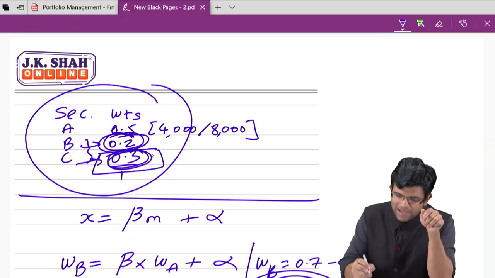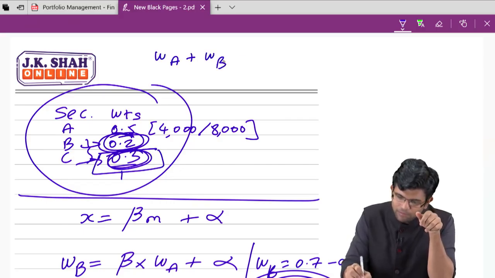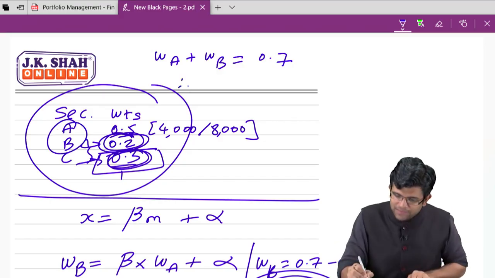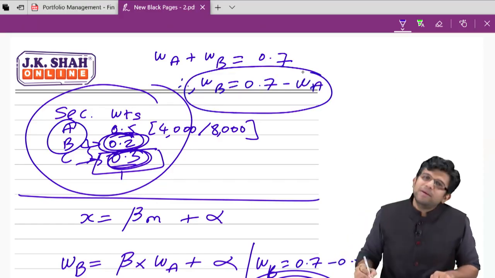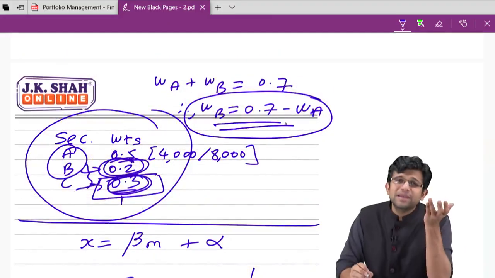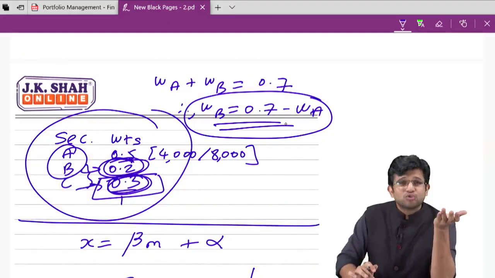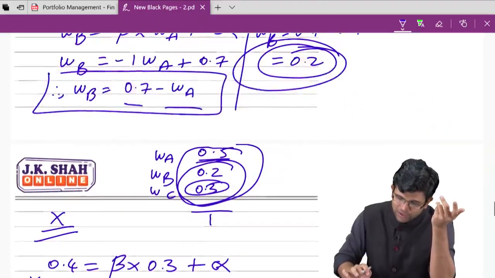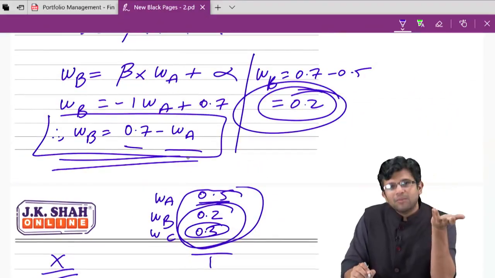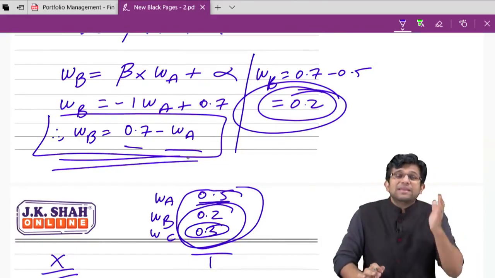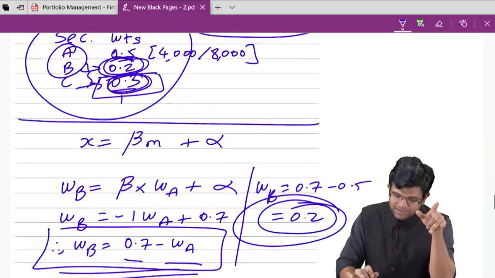Weight of C is fixed at 0.3. Therefore, do you realize that WA plus WB has to be 0.7, right? Therefore, WB has to be 0.7 minus WA. Students, this simple equation WB is equal to 0.7 minus WA. So much hard work we did by doing all these linear equations calculations, and then eventually coming to that same conclusion that WB is equal to 0.7 minus WA, which we could have got just by understanding simply that weight of C is fixed at 0.3.